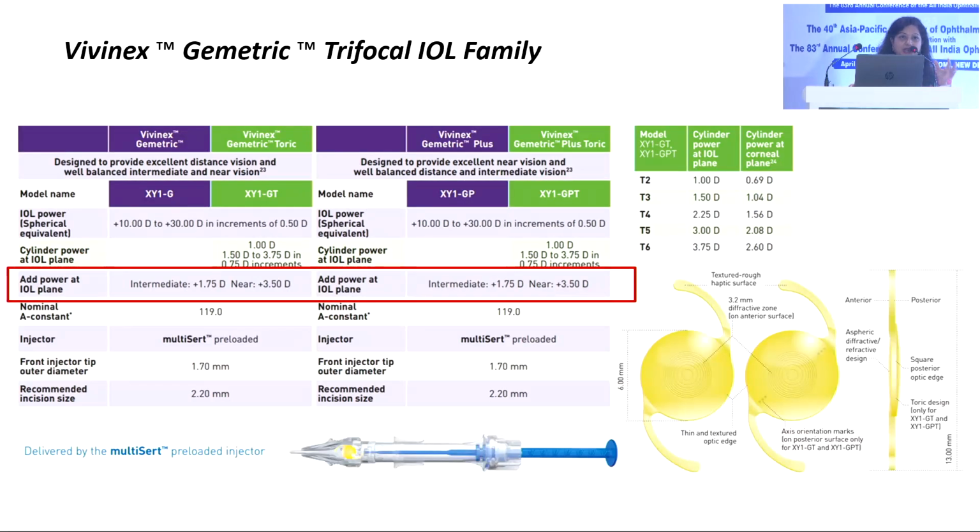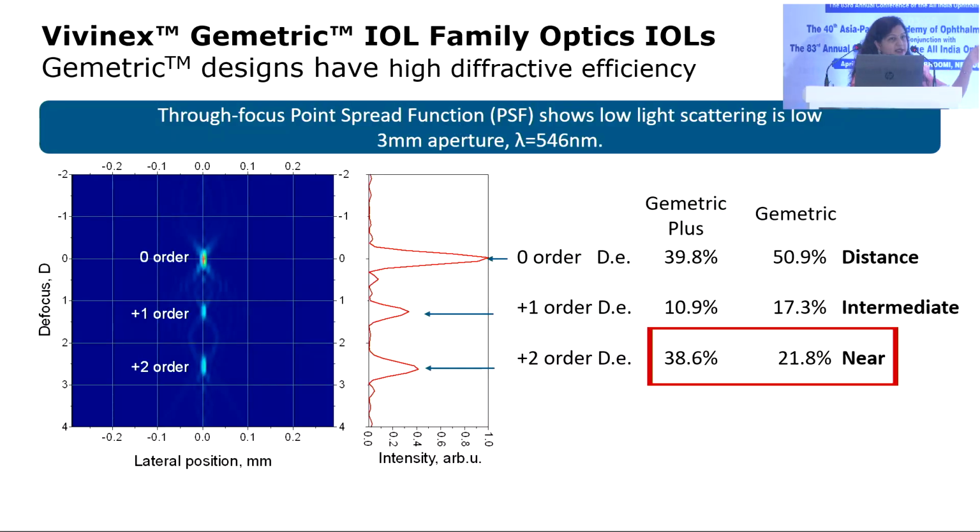So we would like to today explain to you about the Vivinex geometric trifocal IOL family. Now what it has is basically two lenses. One is the geometric and the second is the geometric plus. Now, mind you, these two lenses are identical in their intermediate add as well as the near add. I repeat, the intermediate add for both is 1.75 and the near add is plus 3.5 diopters for both these lenses. So then what's different? This is what is different. It is basically the light distribution for intermediate distance and near, which differentiates both these lenses.